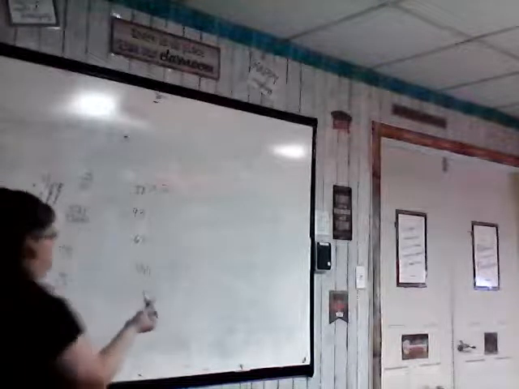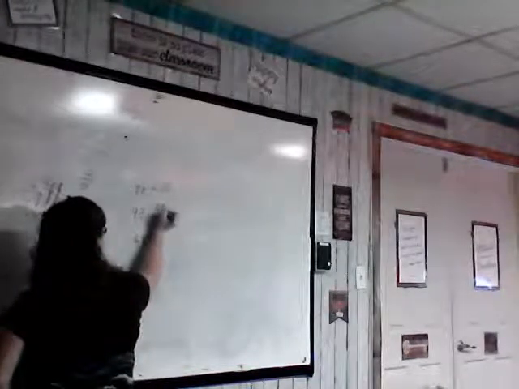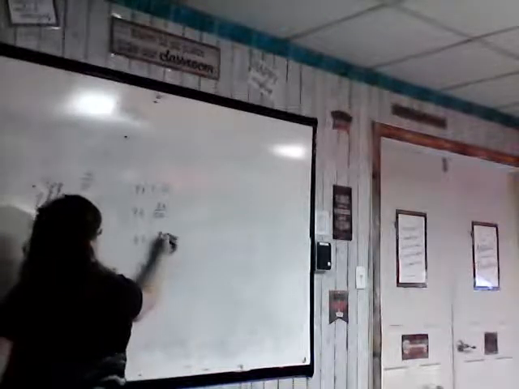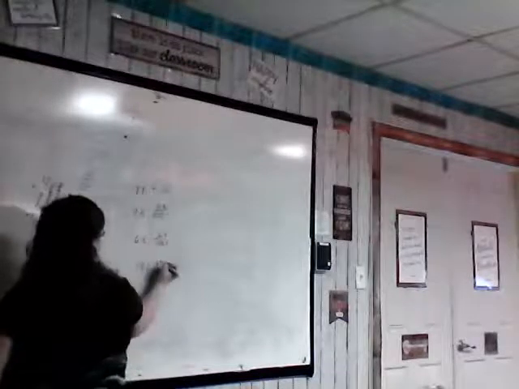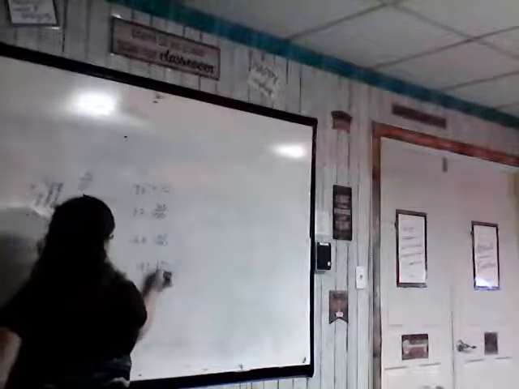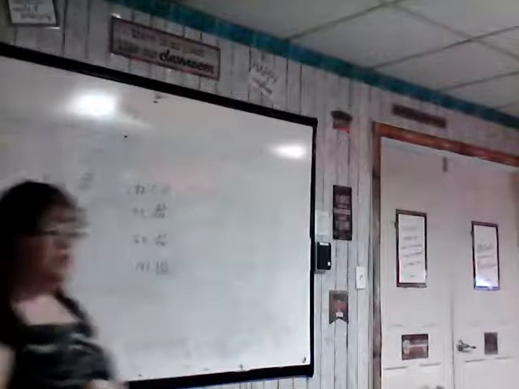Okay, so 0.93, I put 93 up top and 100 on the bottom. 0.68, I put 68 up top and 100 on the bottom. 0.141, I put 141 up top and I put 1,000 on the bottom. So do you have any questions about that?